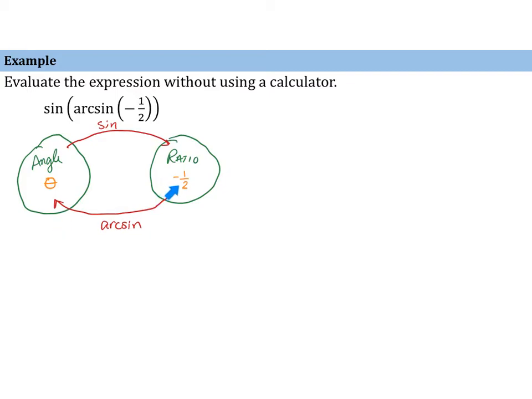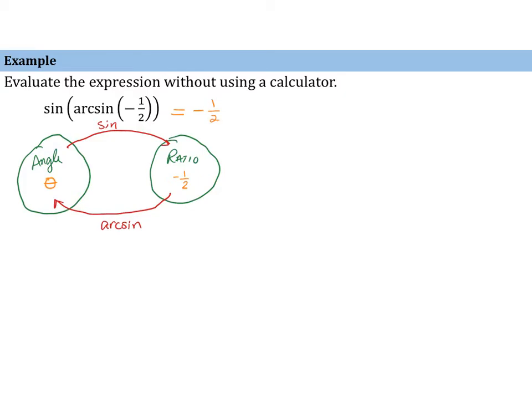Because negative 1/2 is a ratio that we know from our special triangles, we could determine what theta is here. But do we have to? We end up with some restricted angle, but then we apply the sine function, and we should get back where we started. So our answer is negative 1/2.